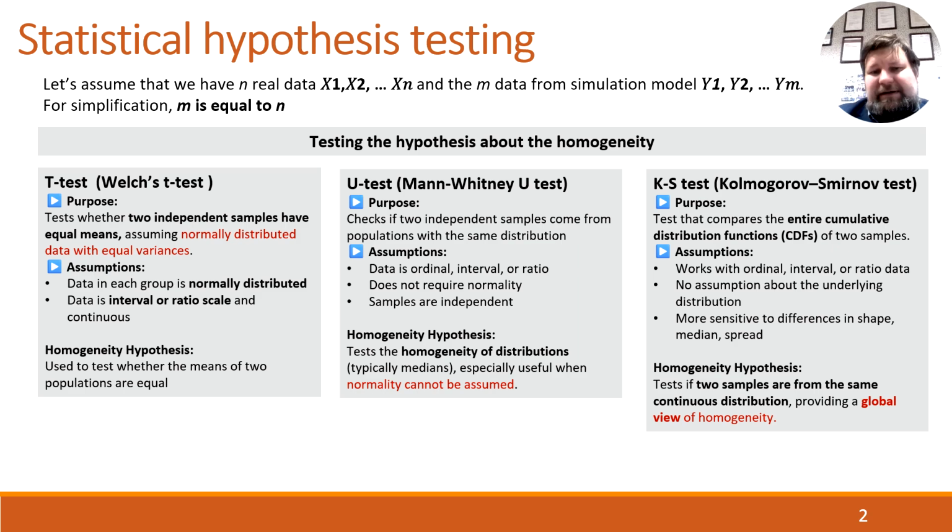In this case, of course, I'm not going to discuss all the tests which exist. We will focus our attention on three tests which are really very useful and popular. The first one is a t-test, which compares means under normality assumptions. The next one is the U-test or Mann-Whitney test, which compares distributions without assuming normality. And finally, the Kolmogorov-Smirnov test, which compares the entire distributions and gives a global view of similarity.